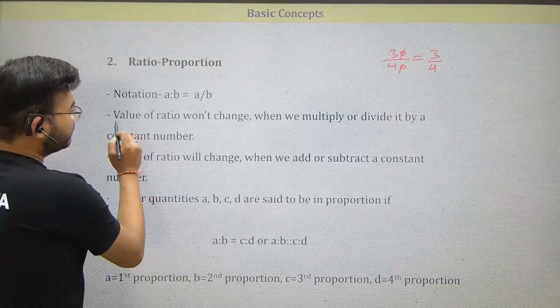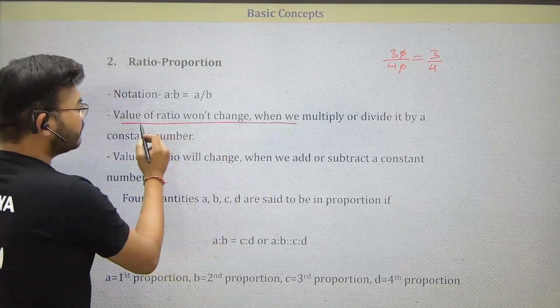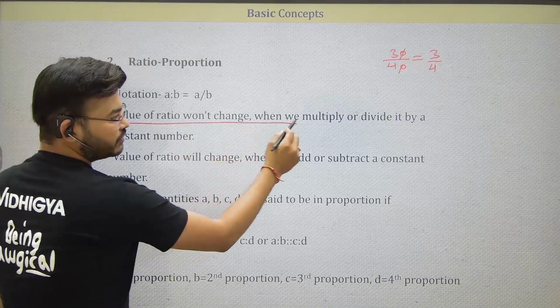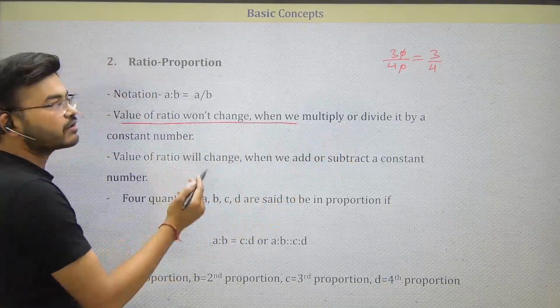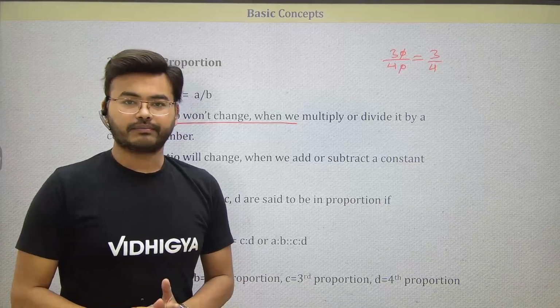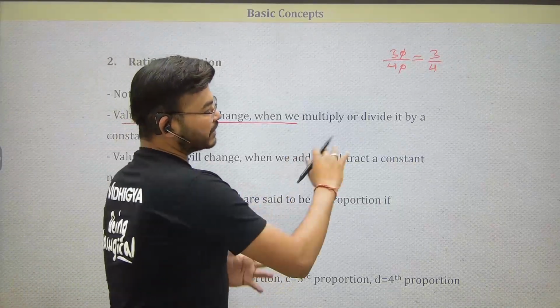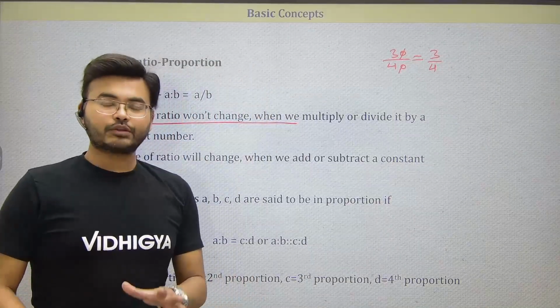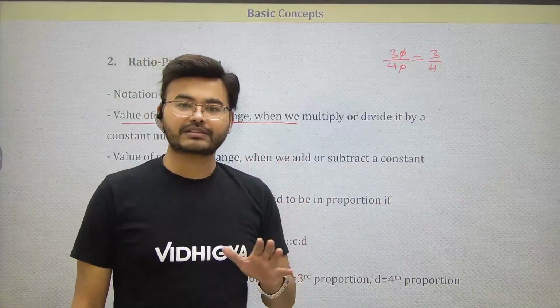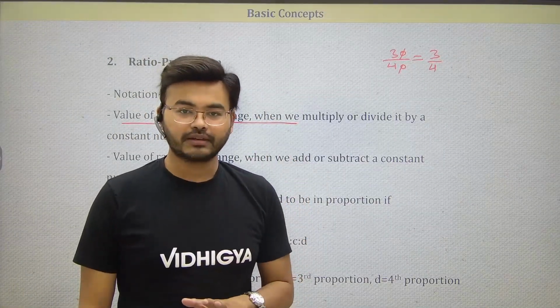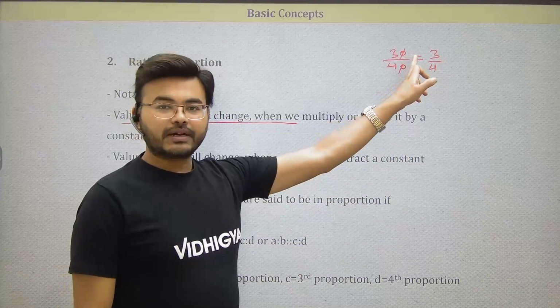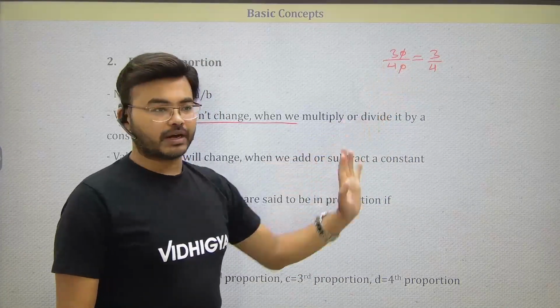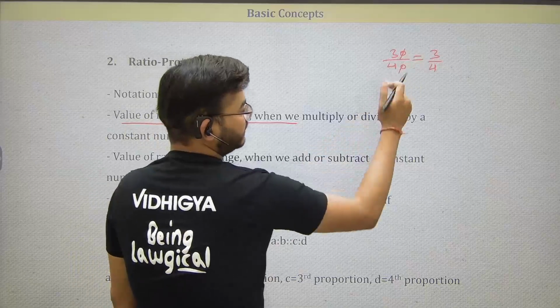Also, one important thing to understand is that the value of a ratio won't change when we multiply or divide it by a constant number. Let's again take that particular example. The ratio is 3/4. That doesn't mean that you have obtained 3 marks and your friend has obtained 4 marks. You had obtained 30 marks and your friend has obtained 40 marks. But the ratio is 3/4.